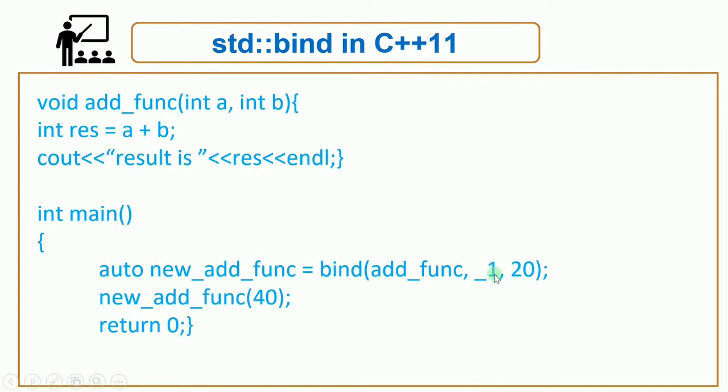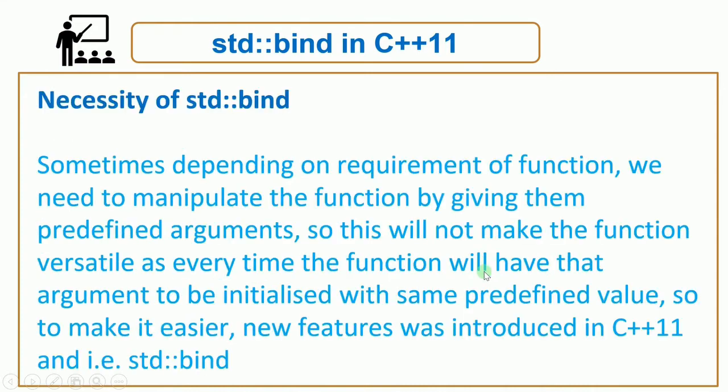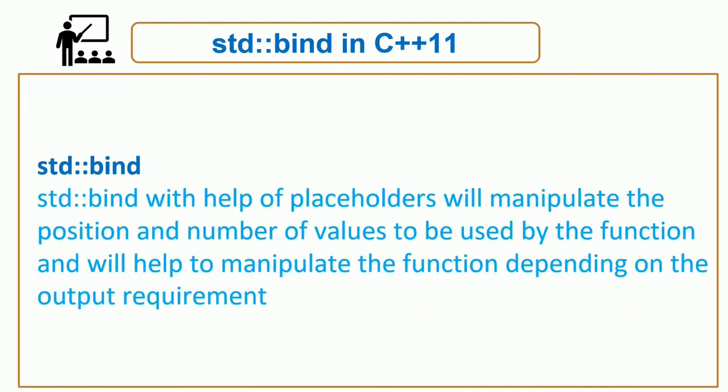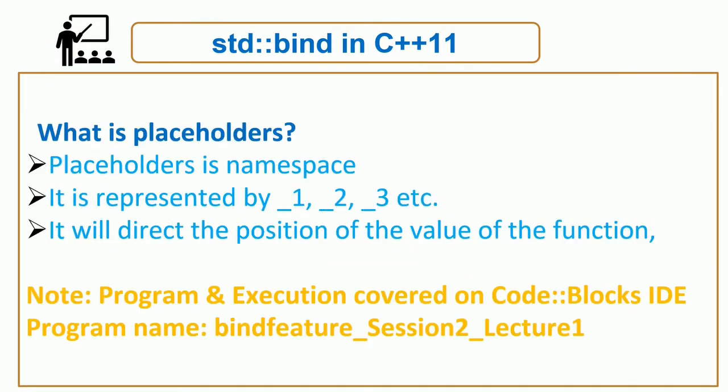So this is _1. That means this particular bind function works with the help of placeholders, and we will be seeing what they are. I have covered this also. So, the placeholder is a namespace. We have to use this namespace, and it is represented by _1, _2, _3. So we have to give an underscore and then the particular number. If there are three placeholders present in your bind function, that means the new function which you want will have three arguments. You have to pass the three arguments.